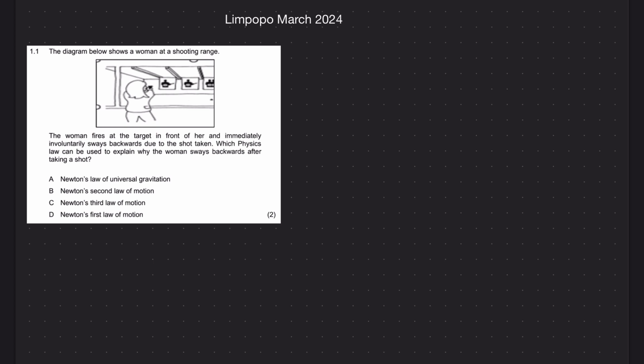So to answer this question, we need to think about what's going on. So the woman's holding a gun, right? And the bullet goes forward. So the woman is holding a gun and the bullet goes this way, right? But the gun goes backward. So this is an action-reaction force. An action-reaction is Newton's third law. So the answer is C.